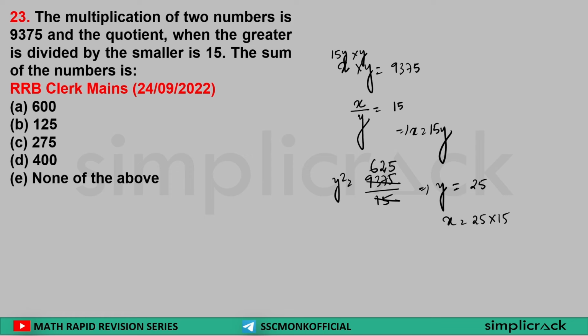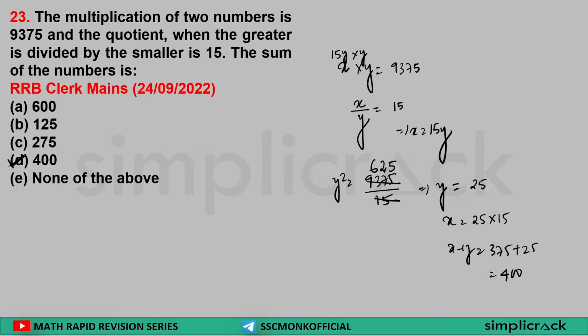So what is the value of x? 25 into 15. Yes or no? Yes. Because it has asked me to add both numbers, I can say x plus y. 25 into 15 is equal to 25 into 10, which is 250, plus 25 into 5, which is 125. So that is equal to 375 plus 25, which is equal to 400. Answer option D. Clear? Yes or no?